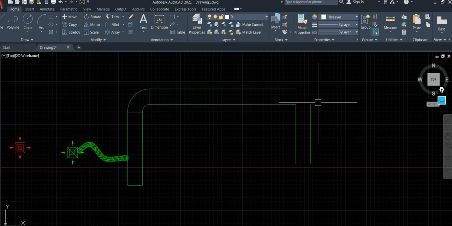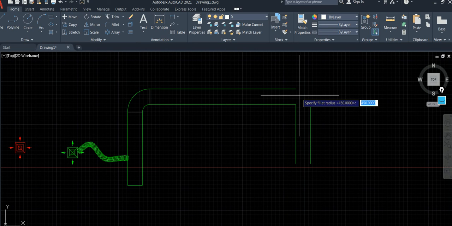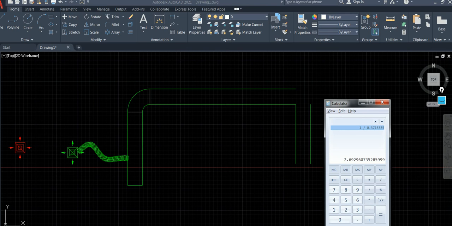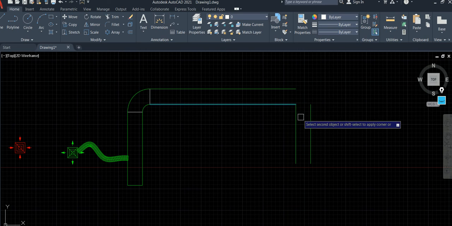Okay. Then what we can do is we need fillet. How much radius? We want short. So 900 divided by 4. So it would be 450 divided by 4. I believe it is 450 divided by 2. Let's say 900 divided by 4. We said 225. 225. Enter. This guy with this guy.